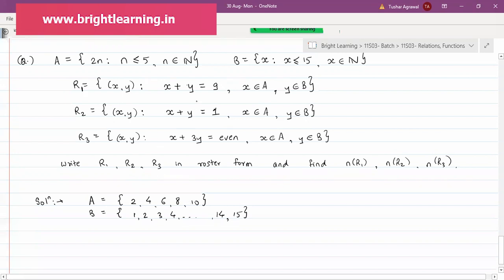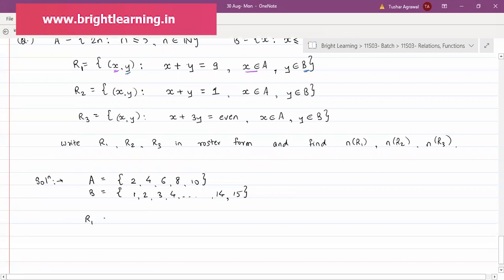Now if I talk about R1, R1 is a set of ordered pairs (x, y). What he's telling you is that the addition of the two elements should be 9. The first element in the ordered pair is taken from set A and the second element is taken from set B, such that their addition equals 9. If I take x equal to 2 from set A, can I see that y will automatically be 7? Because the addition is 9: (2, 7).